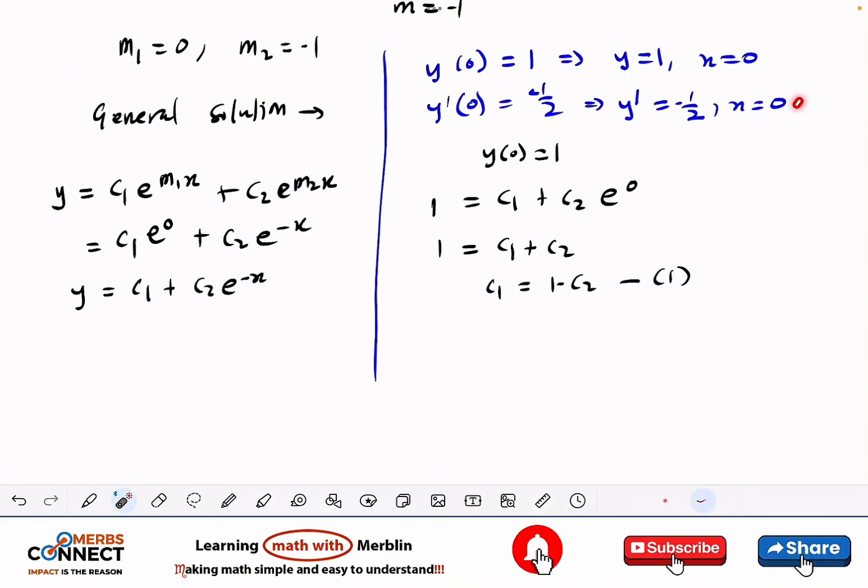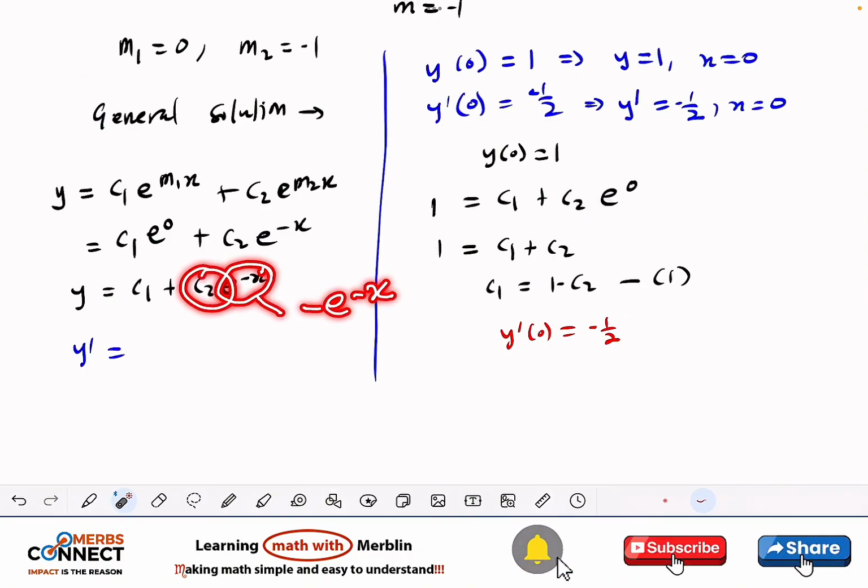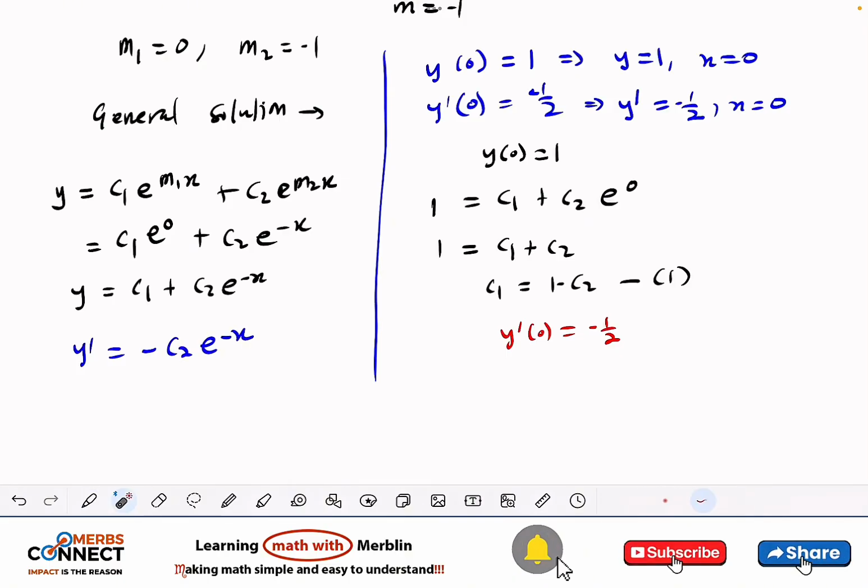Then I'm going to use the second initial condition, which says that y prime of 0 is equal to minus 1 over 2. You see that this involves y prime, so I need to differentiate my general solution. Let's differentiate this function and see what we get. y prime is equal to, when I differentiate a constant, I get 0. When I differentiate e to the power minus x, I get minus e to the power minus x, then I multiply by c2. So this gives us minus c2 e to the power minus x.